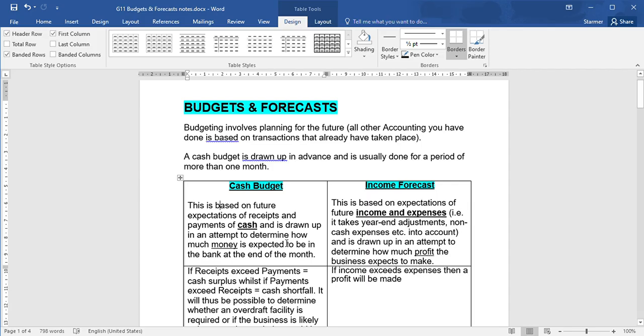On the other hand, your income forecast, the purpose of this is to calculate the profits that you expect to make. And that is going to be based on income and expenses. Remember, income minus expenses gives you profit. So you are only going to ever record income and expenses in the income forecast. But you're also going to take into account any year-end adjustments like income accrued, any non-cash expenses, etc. So budget, it must involve money. Income forecast, it must only be an income or an expense.